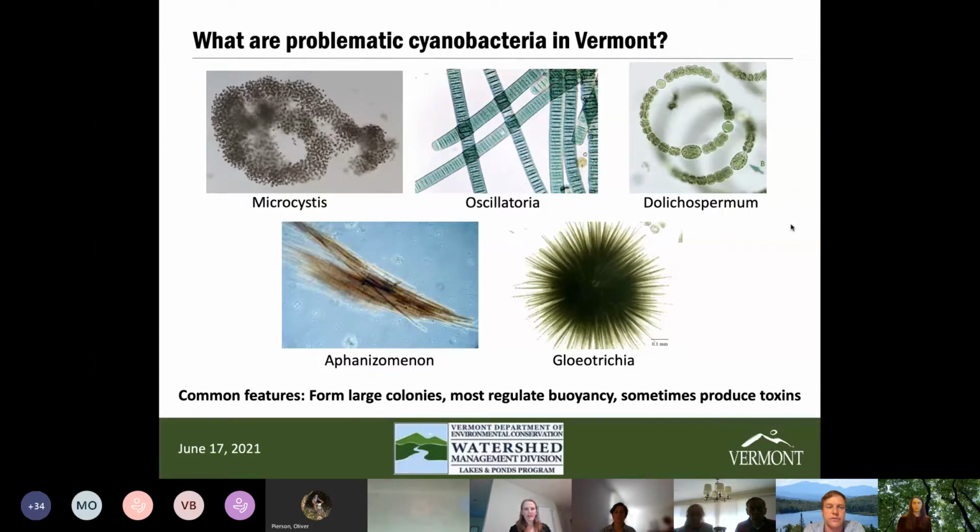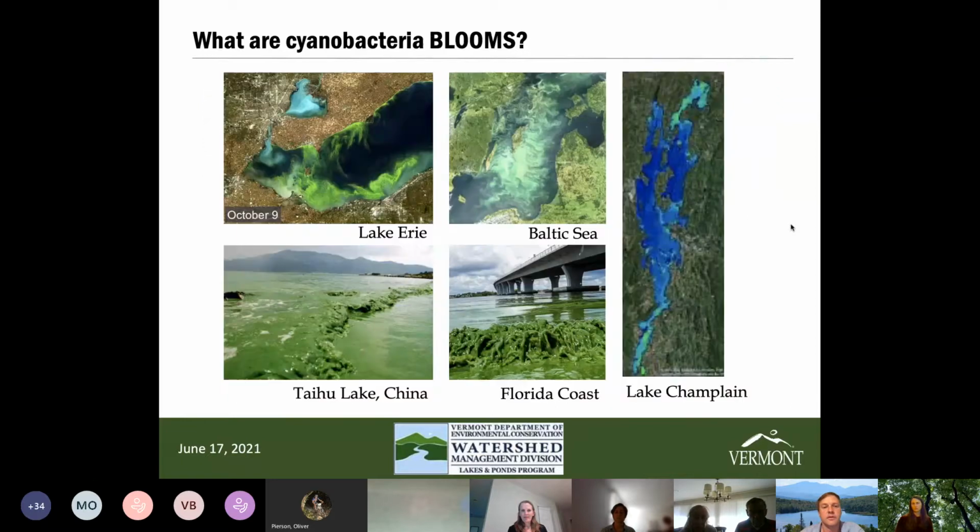And of course, that can mean you have different toxins present or different times of the year that you need to be more wary of blooms. So some common features of all these species is that they tend to form large colonies. Most of them can regulate their buoyancy, which means they have little gas bubbles inside them, which allow them to float up and down. And this can cause these accumulations of surface scums with very high densities under the right weather conditions. And of course, they can all sometimes produce toxins, and you'll hear more about that in the next presentation.